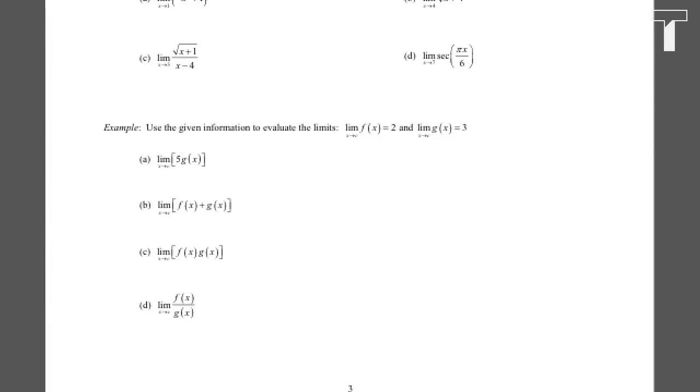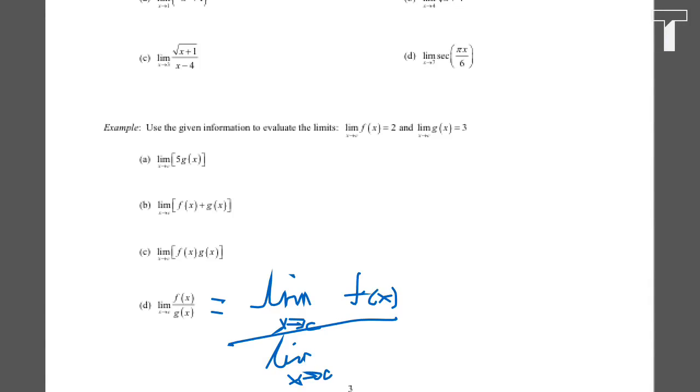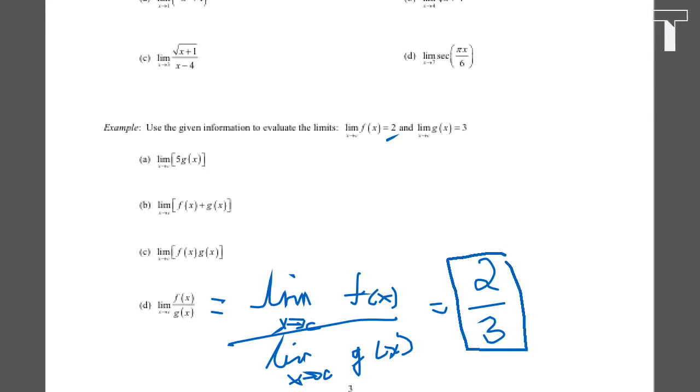We could do another one here. If I wanted to find the limit as x approaches c of f of x divided by g of x, that's going to be the limit as x approaches c of f of x divided by the limit as x approaches c of g of x, which I know these two values. The limit as x approaches c of f of x is 2, and the limit as x approaches c of g of x is 3. So 2/3, my final answer.